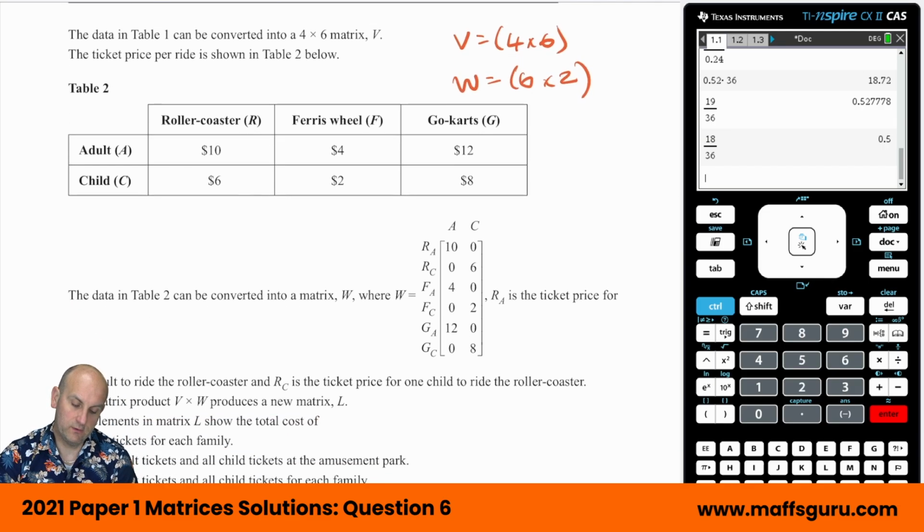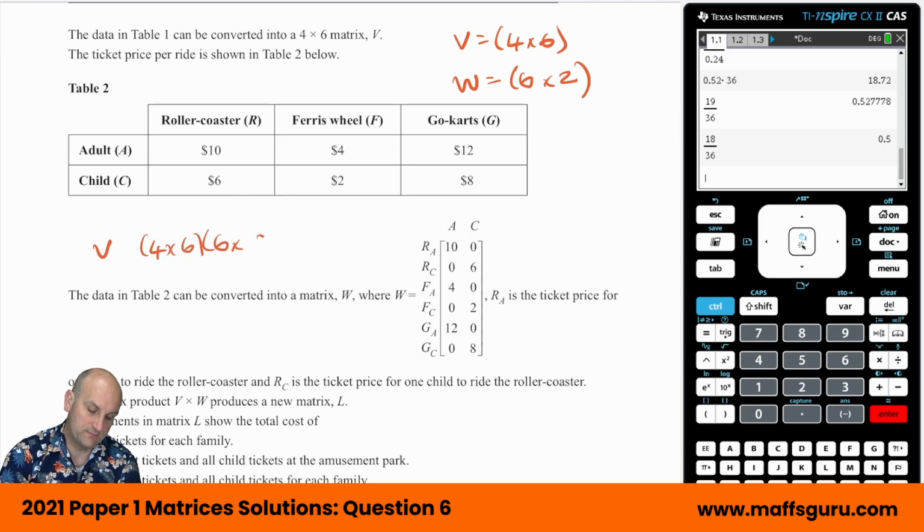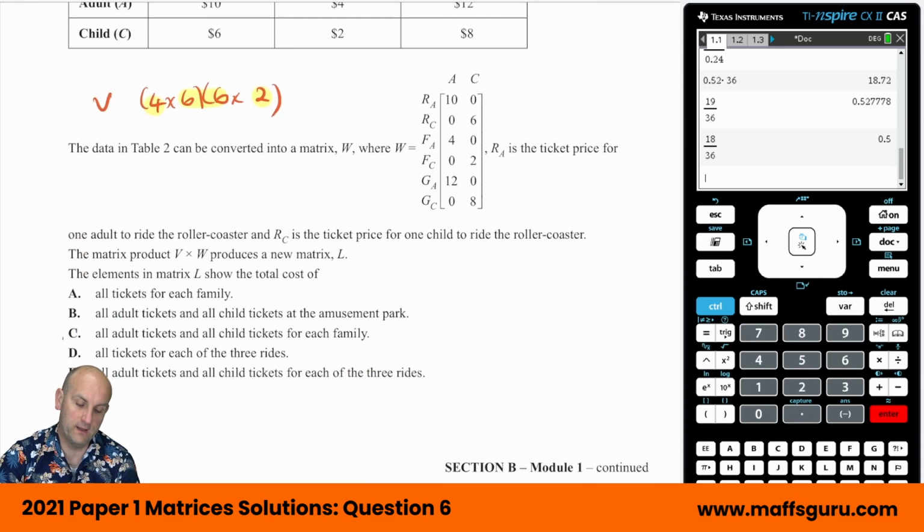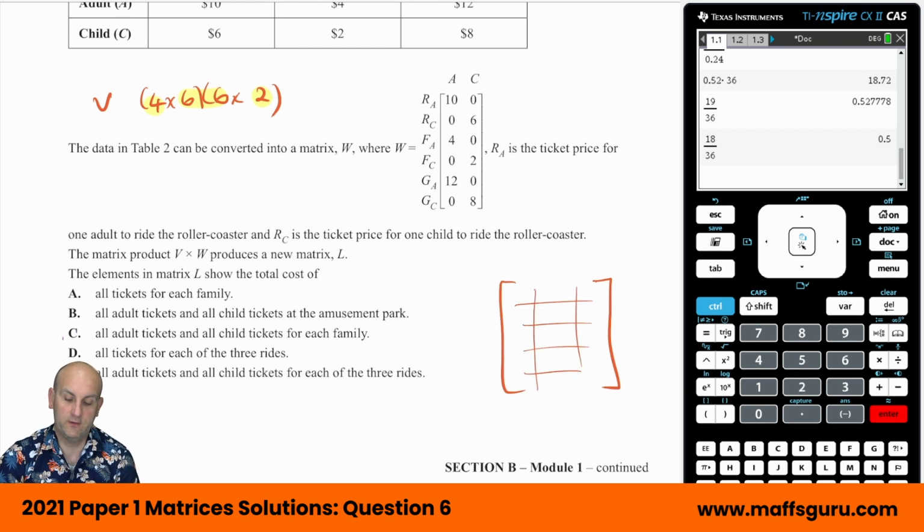One adult to ride the roller coaster is RC, and the price for one child to ride the roller coaster. The matrix product V times W. So if I now look at V times W, I'm going to end up with a 4 by 6 multiplied by 6 by 2. Now the reason I'm working this out, A, is it possible? Yes. B, what will my matrix be? So it'll be 4 by 2. So my resulting matrix will be a 4 by 2, so 1, 2, 3, 4 rows by 2 columns. Okie dokie. So it's going to have 1, 2, 3, 4, 5, 6, 7, 8 values.